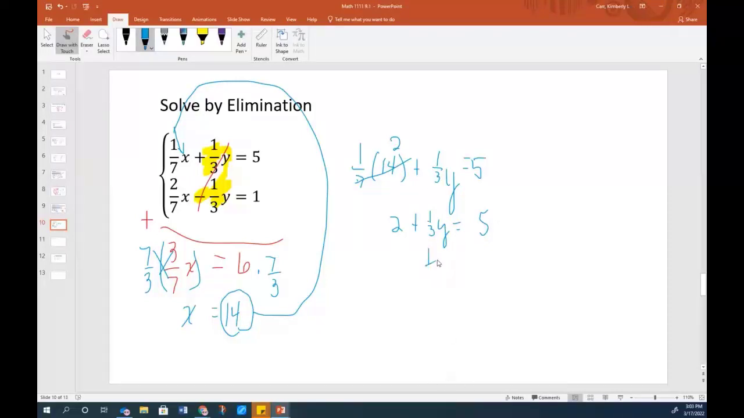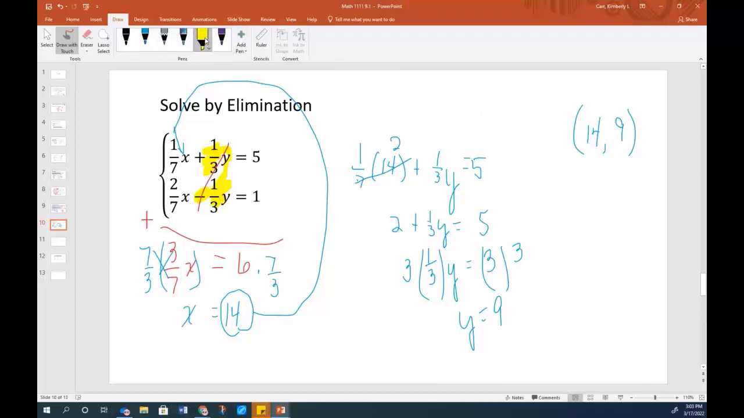Subtract 2 from both sides. 1/3 y equals 3. Multiply both sides by the reciprocal, but the reciprocal of 1/3 is 3, and I find that y is 9. So now my answer is the x first, no matter which one you found first, and then the y. So that's my answer there.